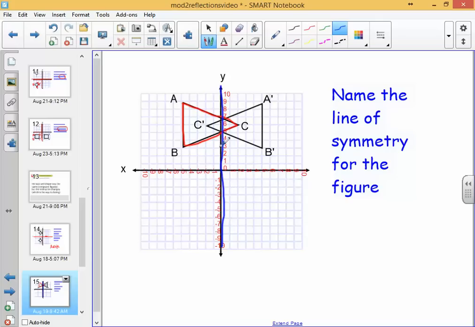B is 5 boxes away. B prime is 5 boxes away. And even though it seems different, let's see, C is 2 boxes this way, and C prime is 2 boxes that way. So that still works for the y-axis being my line of symmetry.